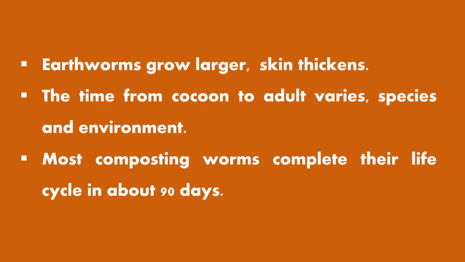The earthworms start to grow larger and the skin starts to thicken. The length of time it takes any earthworm to go from cocoon to adult can vary based on the species, temperature, moisture, and other environmental conditions. Most composting worms complete the life cycle in about 90 days.